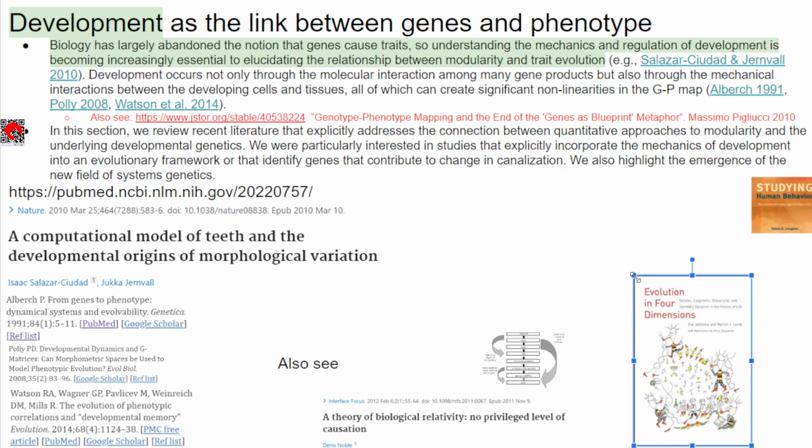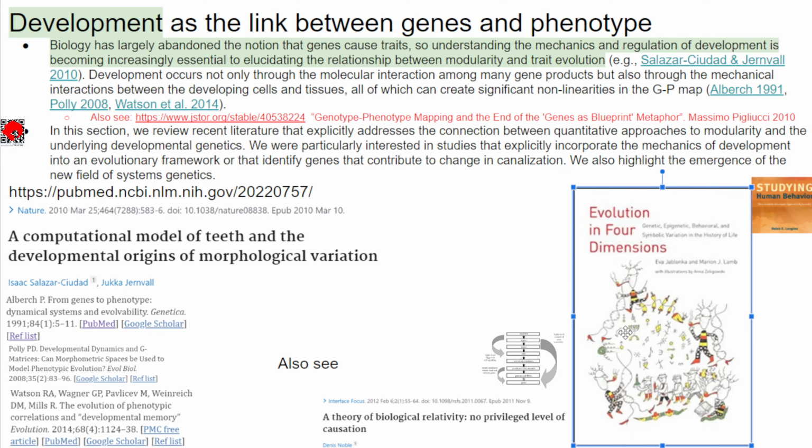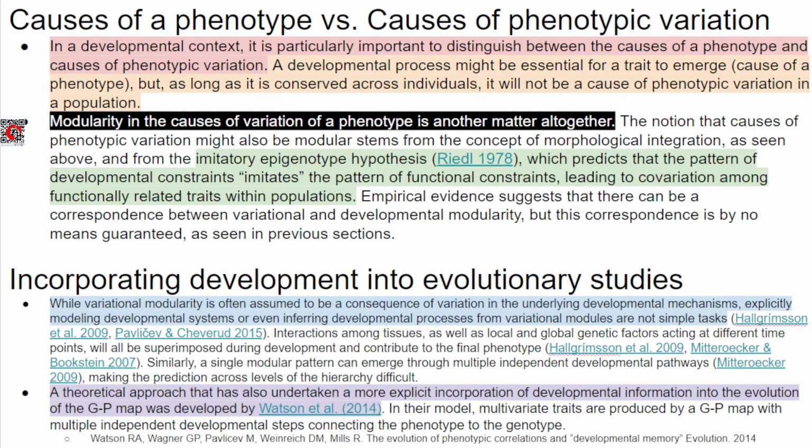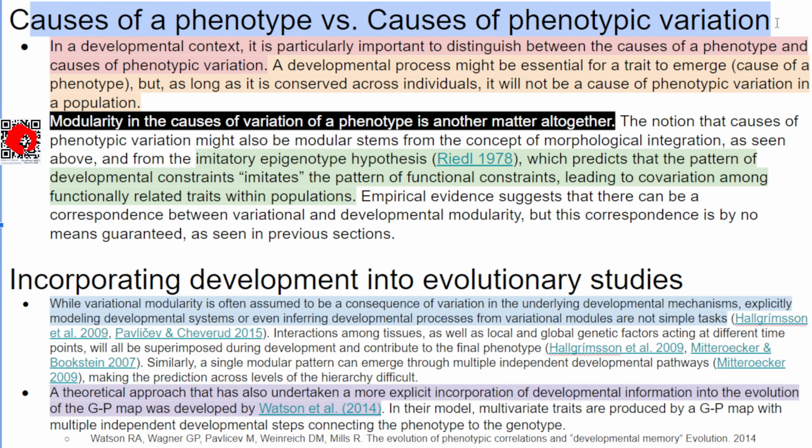Then Evolution in Four Dimensions by Jablonka and Lamb, kind of whimsical, has some drawings, gives some good thought experiments, and talks a lot about different dimensions of evolution: genetic, epigenetic, behavioral, and symbolic, which can include accretive and cumulative culture, like in the human case, and language and all of that. So it's a nice integrative book, and it's pretty fun to read. So in this slide, there's some quotations that are distinguishing between the causes of a phenotype versus the causes of phenotypic variation. It's visible here on the screen for anybody who wants to go into that one more level.